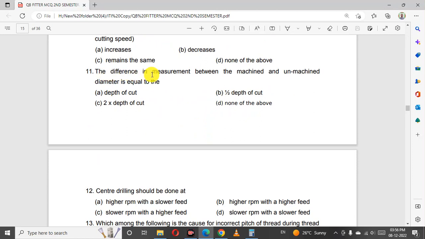The difference between the machined and unmachined diameter is equal to two times the depth of cut.